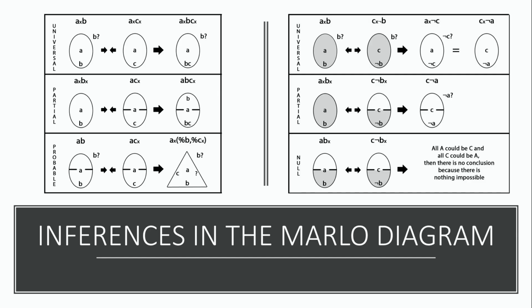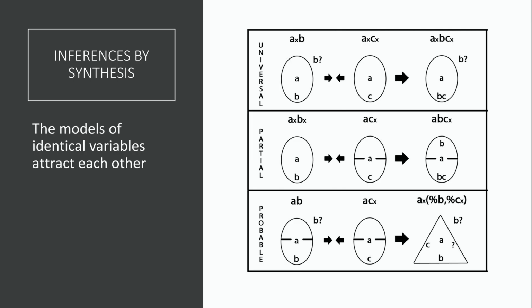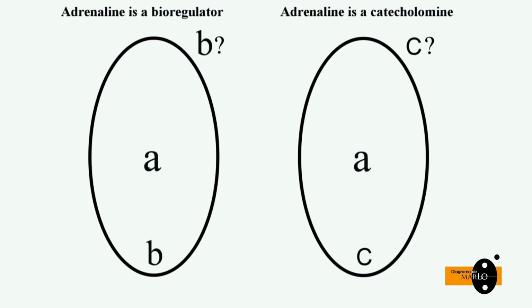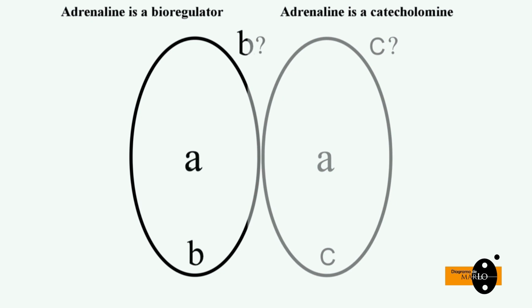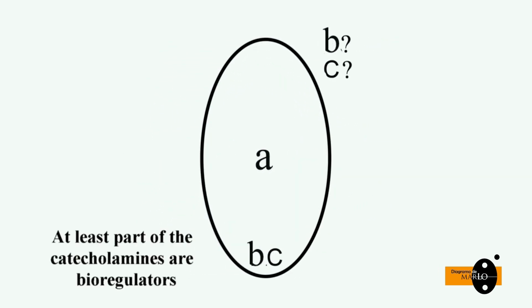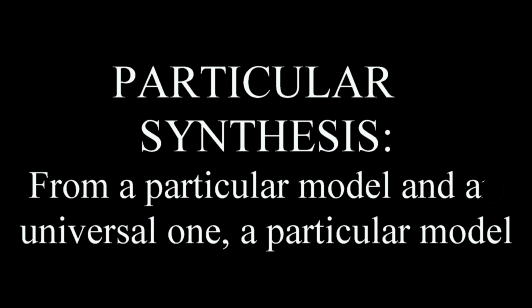Inferences in the Marlo diagram. Inferences by synthesis. The models of identical variables attract each other. Universal synthesis: from two universal models a universal model follows. Adrenaline is a bioregulator. Adrenaline is a catecholamine. Therefore, at least part of the catecholamines are bioregulators and vice versa.